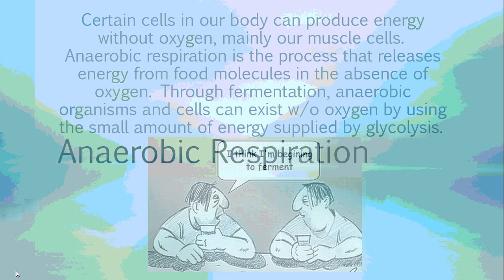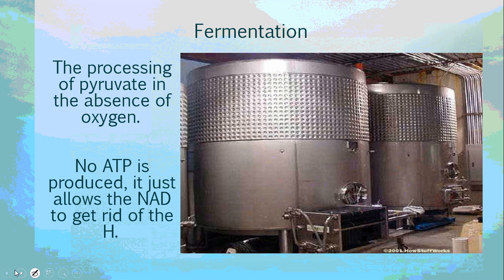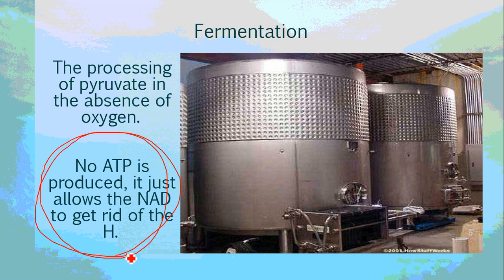With anaerobic respiration, this is where the cells get energy without using any oxygen. They are able to get just a small amount of energy. Not a whole lot is made during this process, so it's not going to be the most efficient way of doing it. It's not usually the main way that cells get energy. No ATP is produced. It just allows the NAD to get rid of the hydrogens.